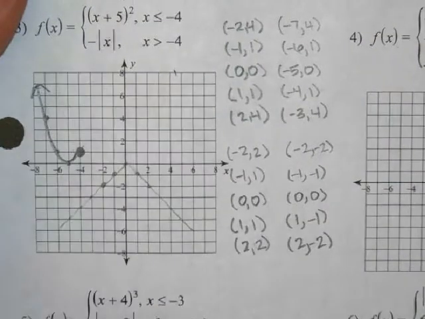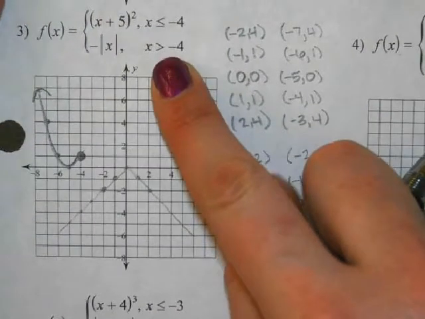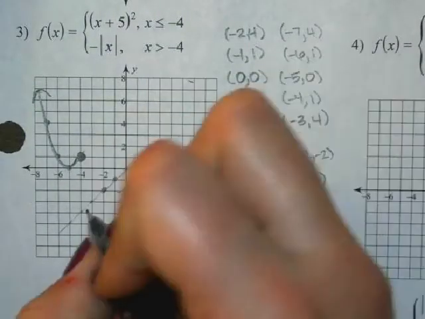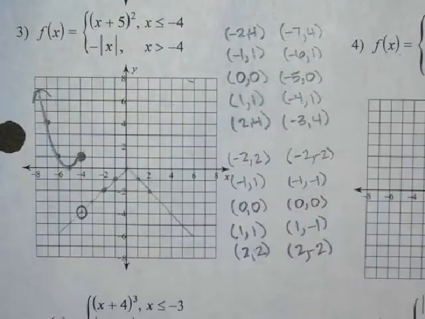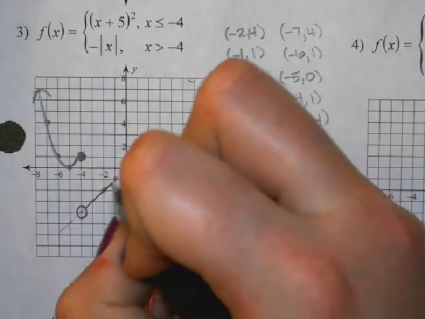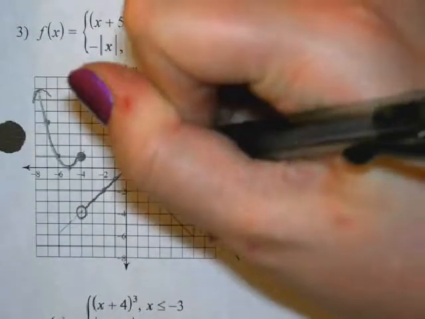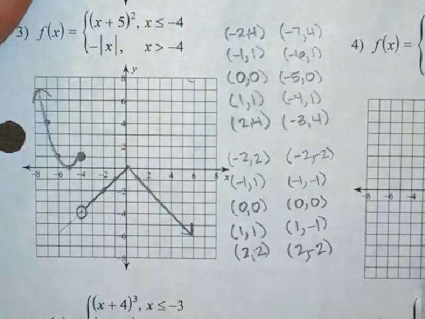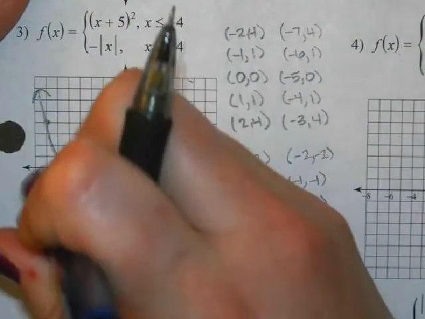And then what does the piecewise function tell us to keep? So start with a hole at -4. And then what? Everything to the right. And then the stuff on the left gets erased.